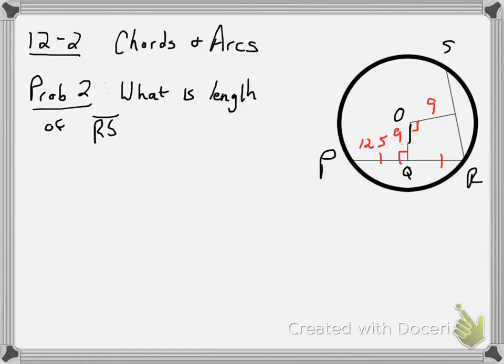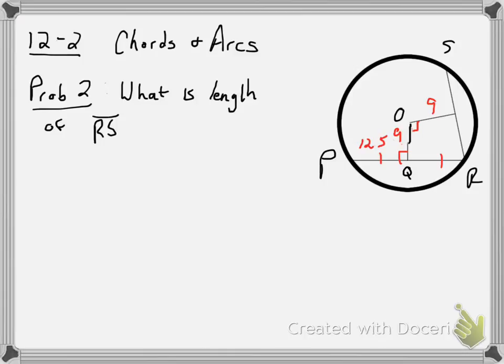12.2 is about chords and arcs. In this problem, there's a bunch of theorems and things that I didn't want to get into, and it talks about the likelihood of what's equal to what and everything else, so I didn't really want to get into those. Let's just go through our method of practicing, and we'll come to the conclusions here.